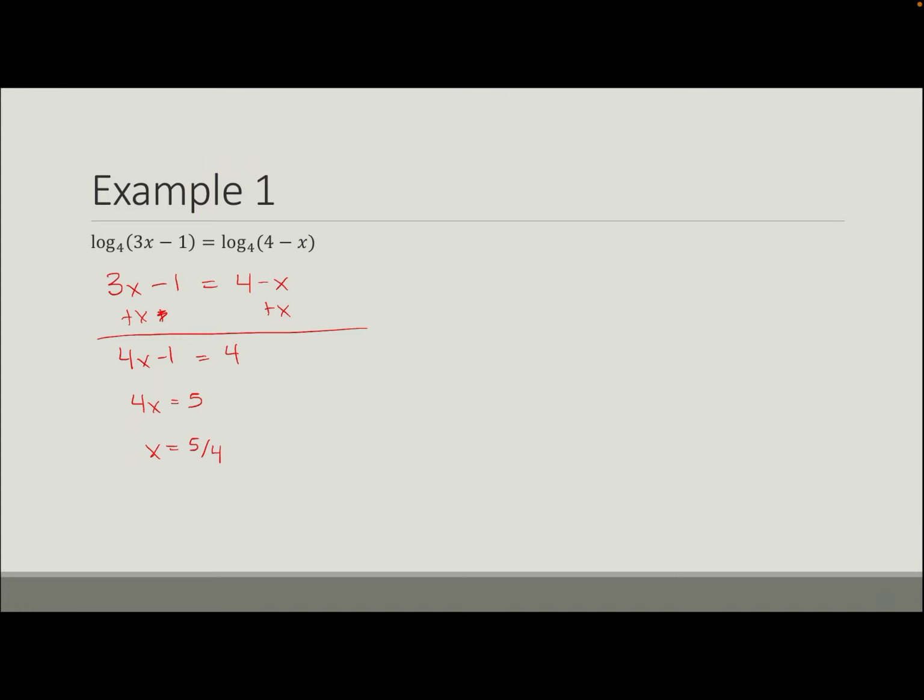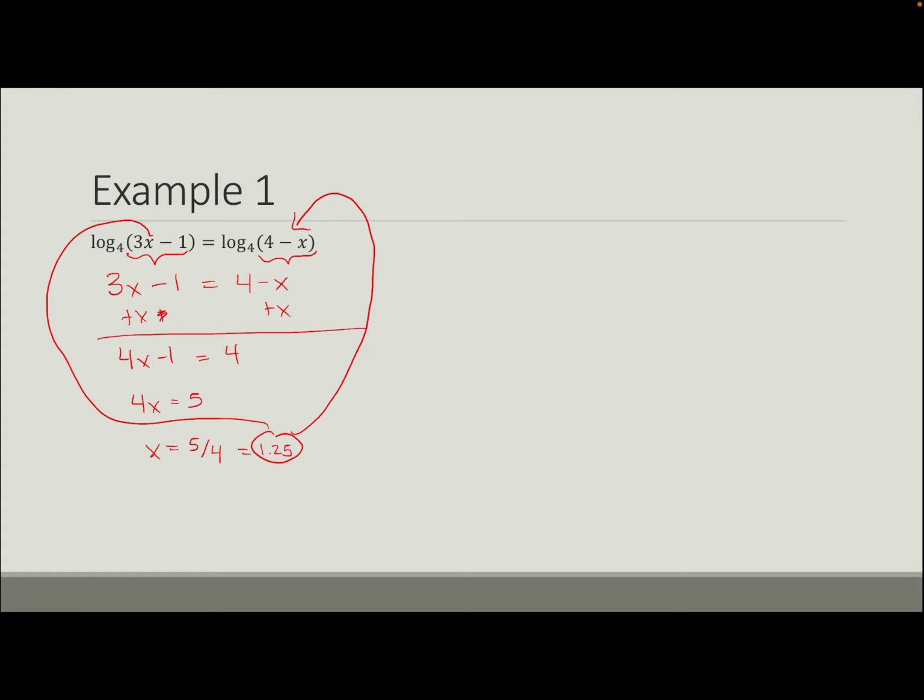When it comes to logarithms, you have to be able to take the solution and replace it in the original function. And these inputs of 3x minus 1 and 4 minus x have to both be positive for that solution. So 5/4 is 1.25. And so if you were to take 1.25 and substitute it in here and substitute it in here, you would get positive numbers for both of those. So that's how we know.